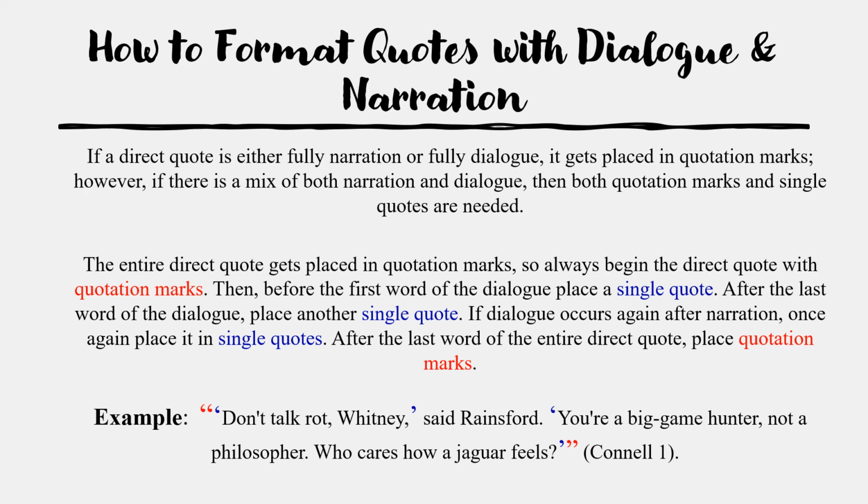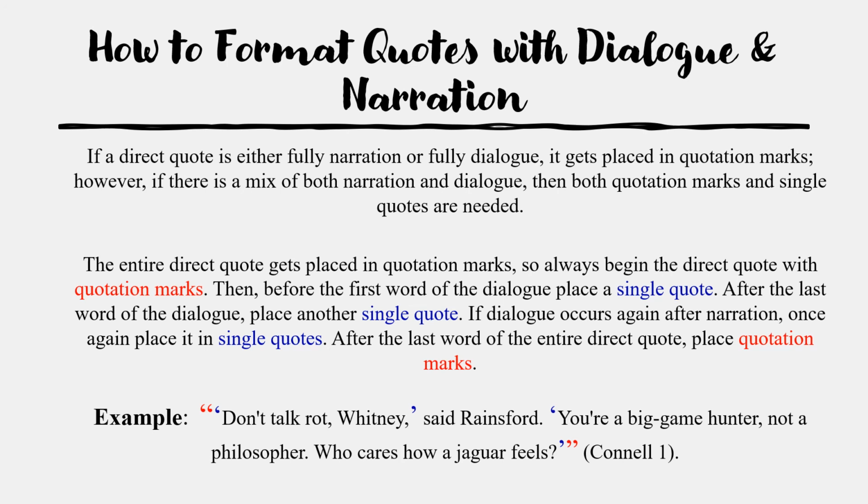After the last word of the dialogue, place another single quote. And then, as many times as that dialogue occurs again and again between the narration and the dialogue going back and forth, you simply place that dialogue in single quotes. Once you get to the last word of the entire direct quote, you place that entire quote in final closing quotation marks. So that might sound confusing. So if it sounds confusing, I hope that the color coding will help you. I put the quotation marks, which remember kind of hug the entire piece, at the very beginning and the very end. I place them in red. And then the single quotes, which go around the dialogue, they're in blue.